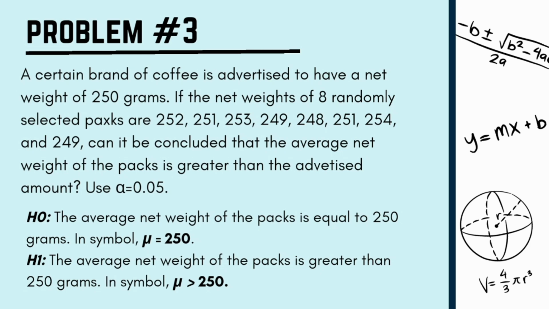The H1, or alternative hypothesis naman, ay the average net weight of the packs is greater than 250 grams, and in symbol, population mean greater than 250 grams. Dito naman sa alternative, gumamit tayo ng greater than sign dahil mas mataas ang average net weight o yung 8 randomly na selected packs kaysa sa advertised net weight na 250 grams. Dahil dyan, masasabi na may pagkakaiba ang independent at dependent variable nito.